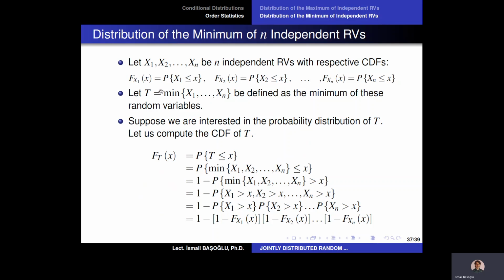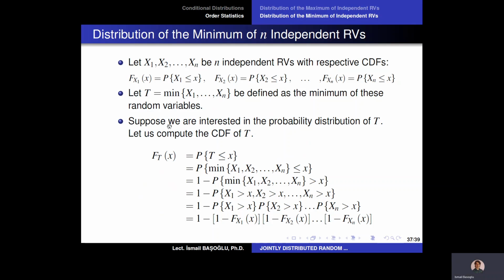And each battery has a different cumulative distribution function, let's just say. So F_X1 represents the probability of the lifetime of the first battery being less than or equal to x. F_X2 represents the probability of the lifetime of the second battery being less than or equal to x, and so forth. Now, we are defining T this time as the minimum of these random variables, X1 to Xn. This means if any of the batteries dies out, then the lifetime of the device will be terminated. The device will stop working.